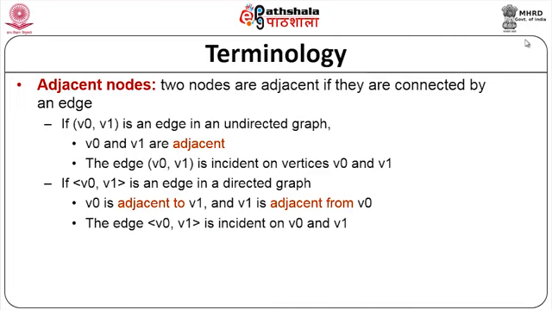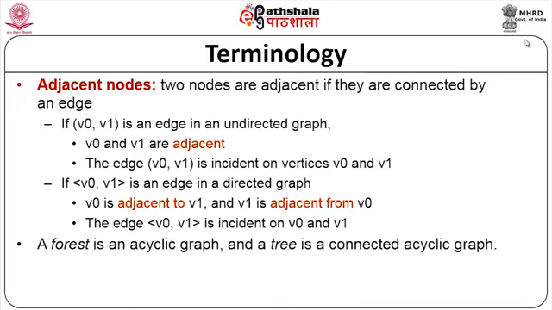And the edge V0 V1 is incident on V0 and V1. A forest is an acyclic graph and a tree is a connected acyclic graph. So, this is the difference: a graph is a generalized term, where a forest is an acyclic graph, we will come to this in detail, and a tree is a connected acyclic graph.